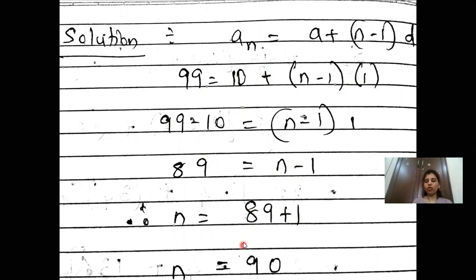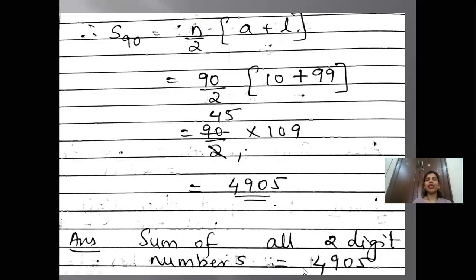Now once we got the value of n as 90, we'll be able to find the S90 value. So n upon 2 bracket A plus L we can use, as we have A and L. So 90 upon 2, bracket 10 plus 99 will be 109. 90 divided by 2 is 45, and then 45 into 109, we got 4905. So 4905 is the value of sum of all 2-digit numbers, that means 10 to 99.